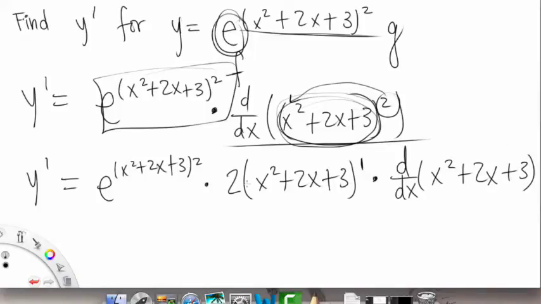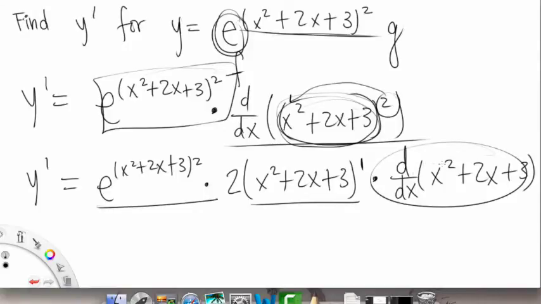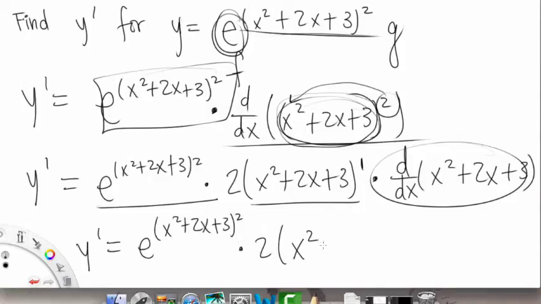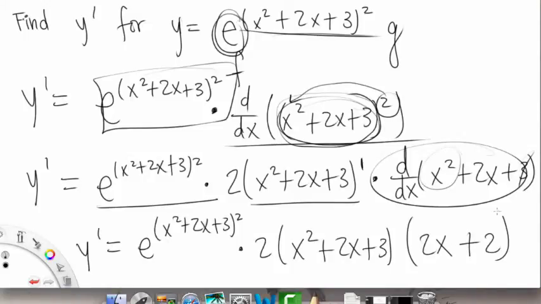Now we're almost done. This is set, and we just have to calculate this last term here. So y prime is going to end up being e to the (x squared plus 2x plus 3) squared, times 2 times (x squared plus 2x plus 3), and then times what? The 3 will go away in the differentiation, and here we get a 2x and plus a 2. All right, that's pretty much it.